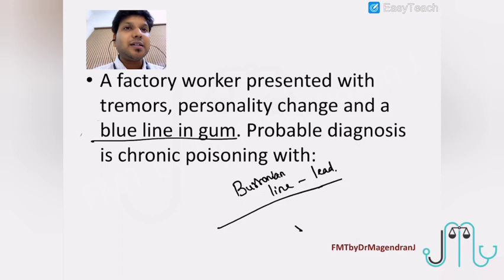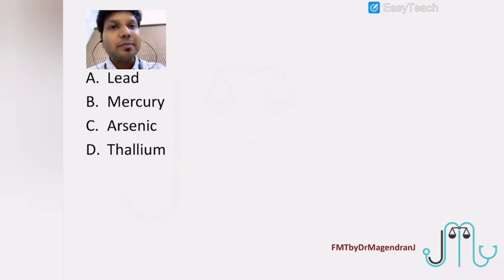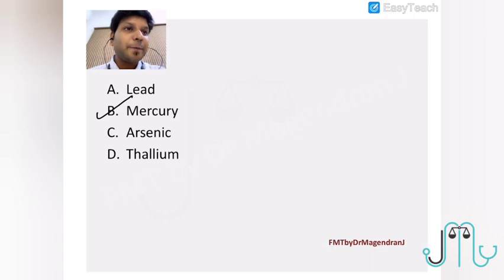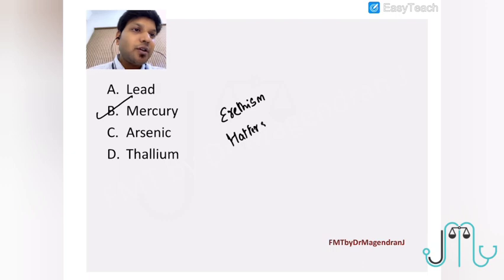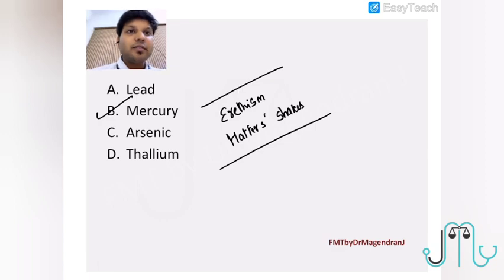But having seen the other keywords like tremors and personality change, right? This triad of tremors, personality change, and blue line in the gum indicates that the metal is nothing but mercury. Okay, we have already seen that in mercury we can see coarse tremors and psychiatric manifestation. The psychiatric manifestation in mercury is called erethism, and I've told you that the tremors which we see in mercurial poisoning are called Hatter shakes, also called glass blower shakes. Right? They're all coarse tremors starting in the fingers.